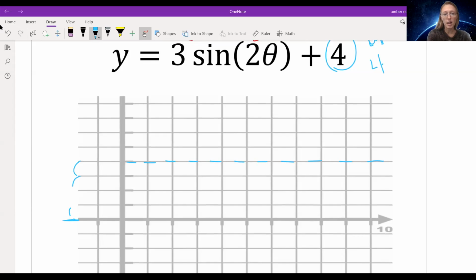All right, our amplitude is still at 3. So what this means is we're going to go from our midline, we're going to go up 3. 1, 2, 3. That's where my dotted line goes. That's my maximum value. That's the highest I will ever go. Won't go any higher than that. And my minimum is 3 below the midline. So when I count 3 down, I have this there.